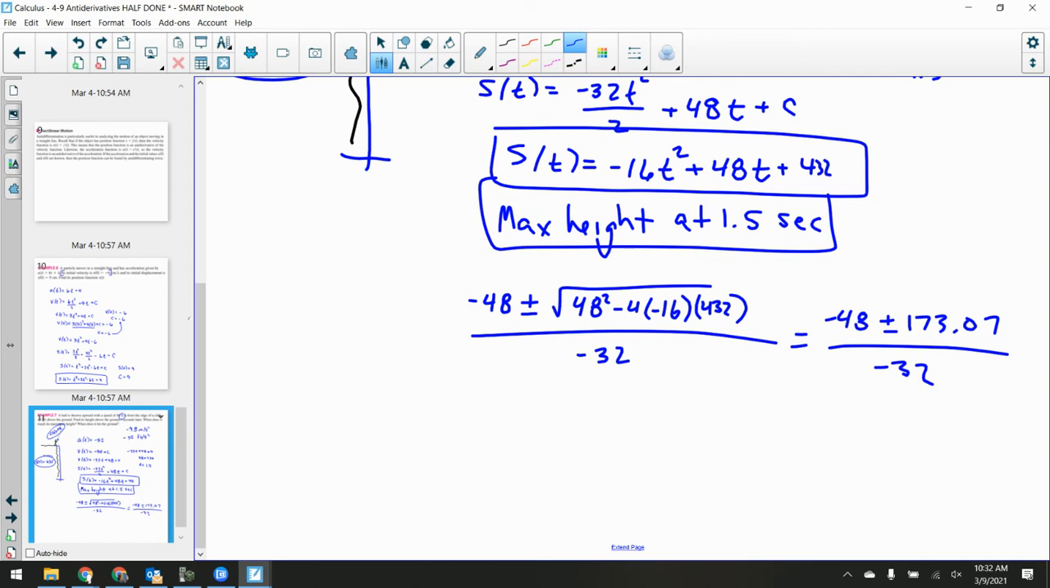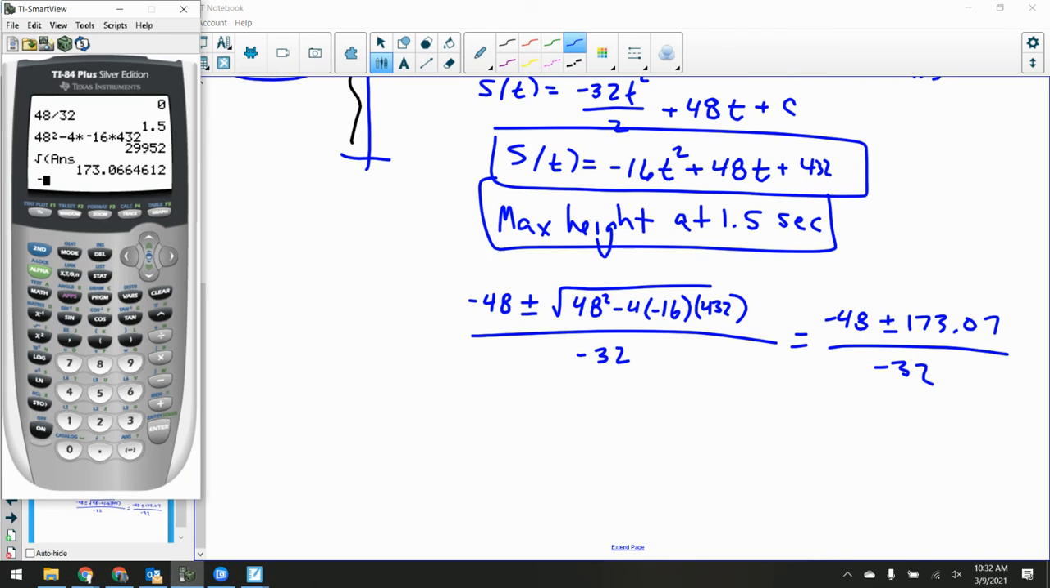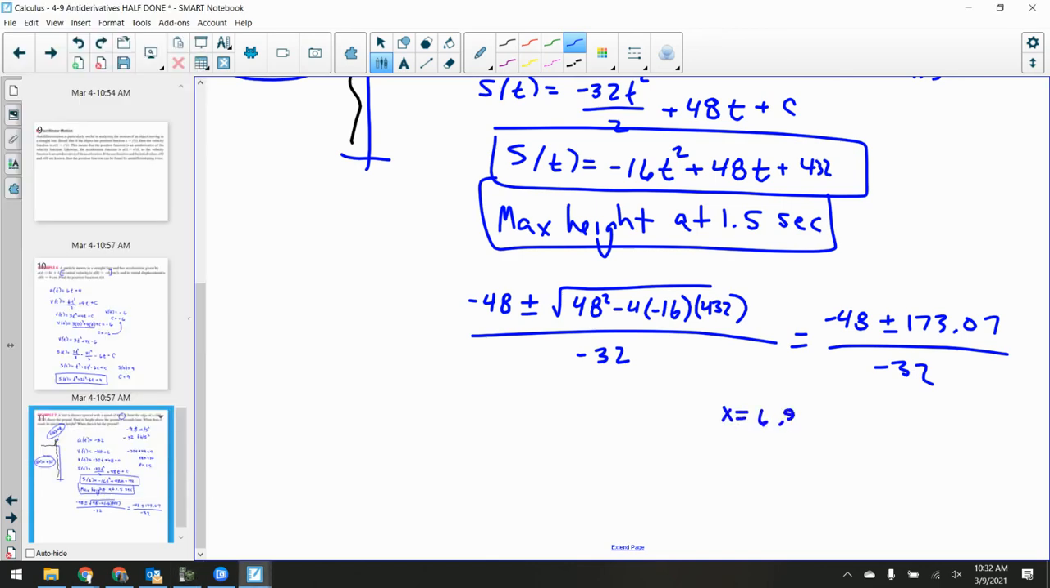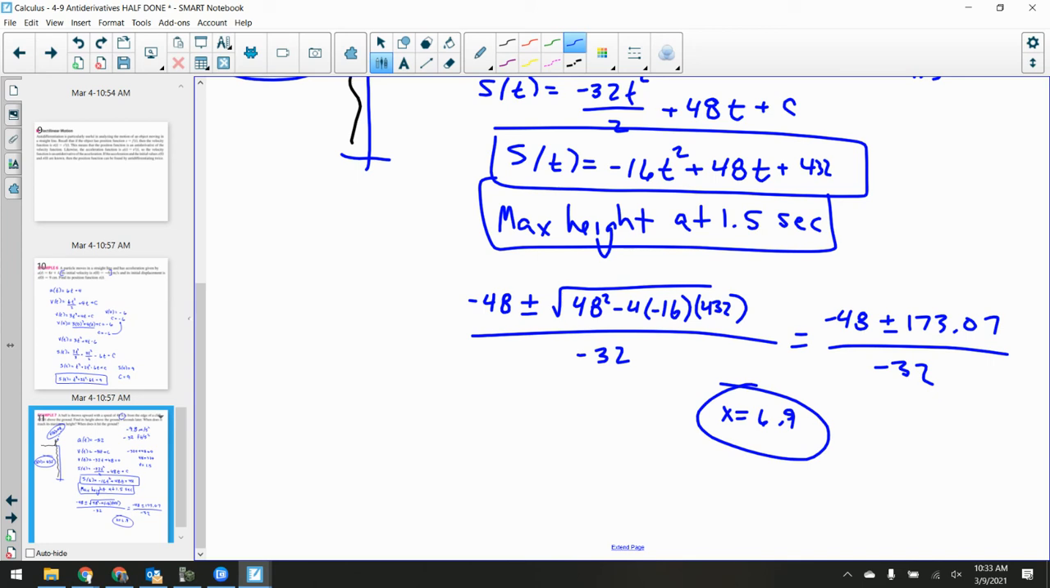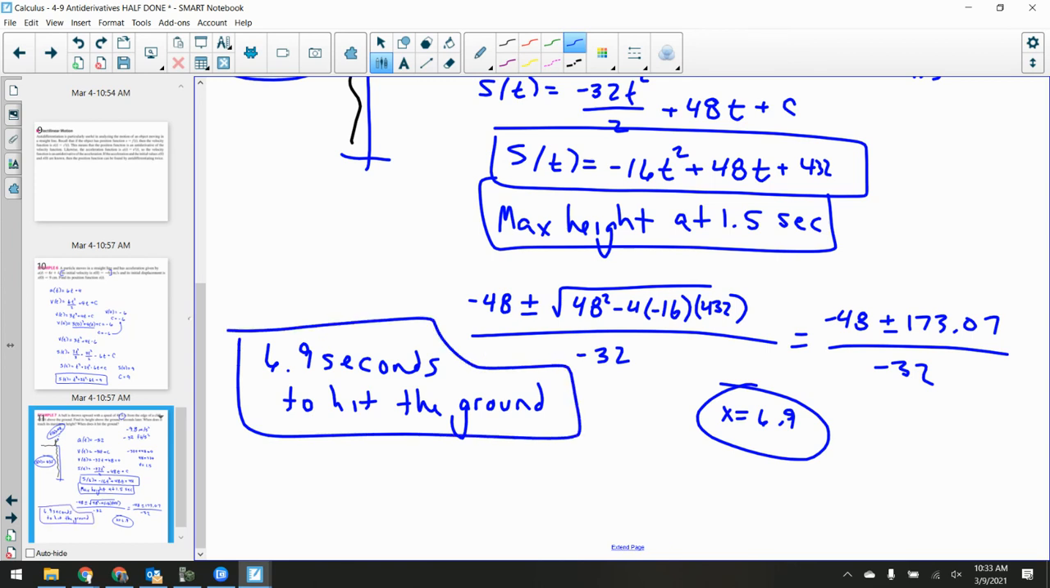Now, do I need to check negative 48? Yeah, I do need to check negative 48 minus 173.07 divided by negative 32, because this one's going to come out positive. 6.9. What I don't need to check is the other one: negative 48 plus 173.07 divided by negative 32. Does that exist in our situation? Negative 3.9 seconds? No. So my only plausible answer is 6.9 seconds to hit the ground. Isn't that cool? So cool.